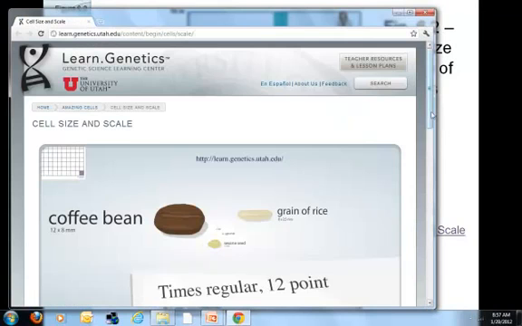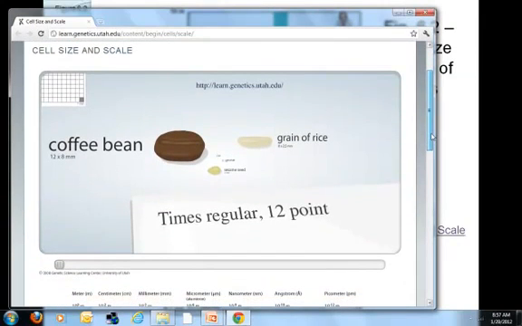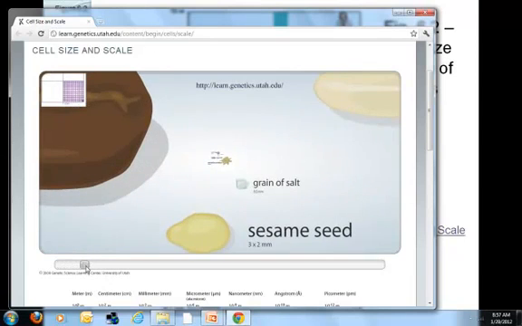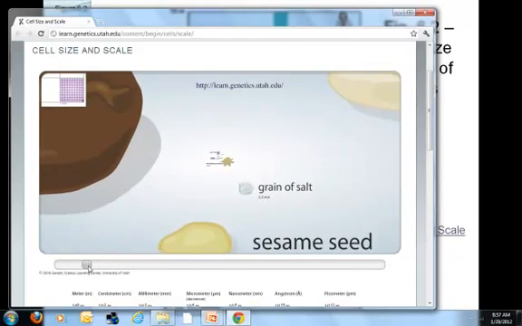As we view this site, we can see that this is an interactive scale, and up at the upper left-hand corner, you can see that we have an indication of what size we're in. So we're in the 1 millimeter range at this point, and we can see things that we would see with our naked eye slightly enlarged at this point: the coffee bean, the grain of rice, and regular type font. If we scroll in, we can start to see other things. The sesame seed and the grain of salt has expanded a little bit.